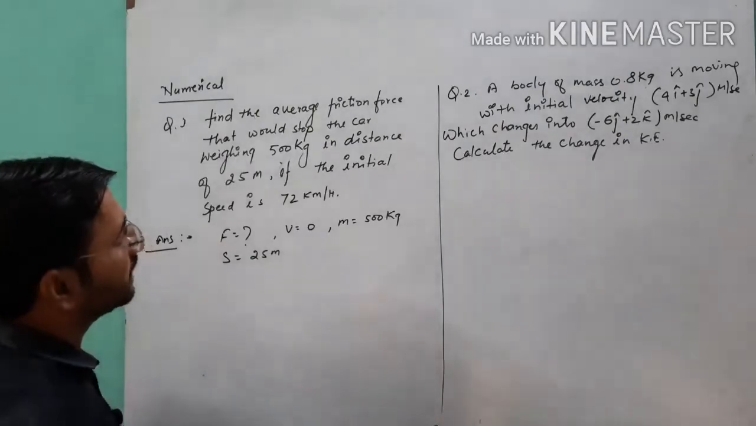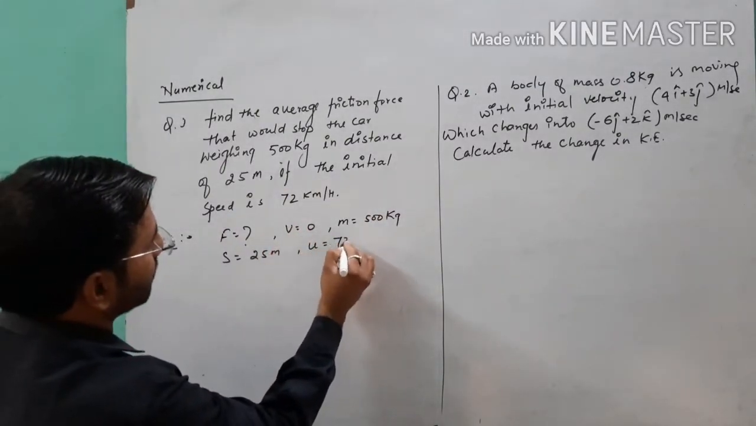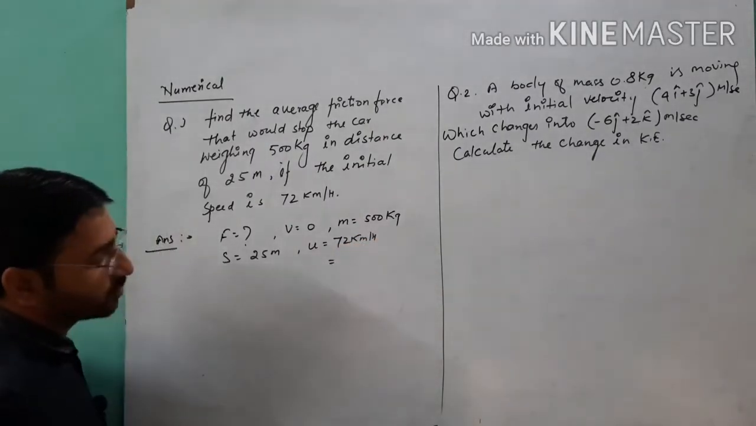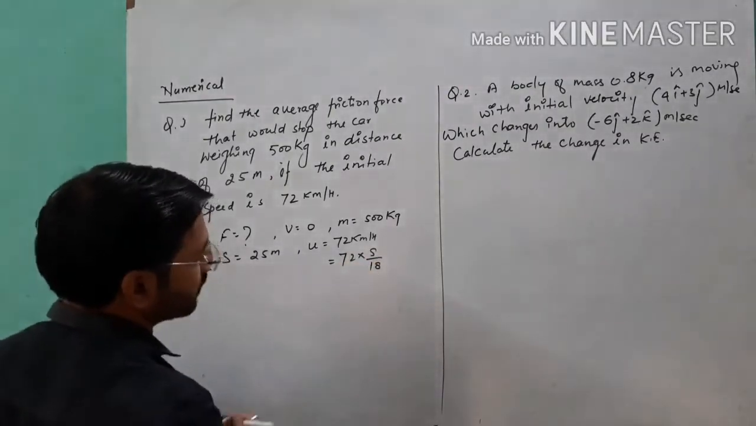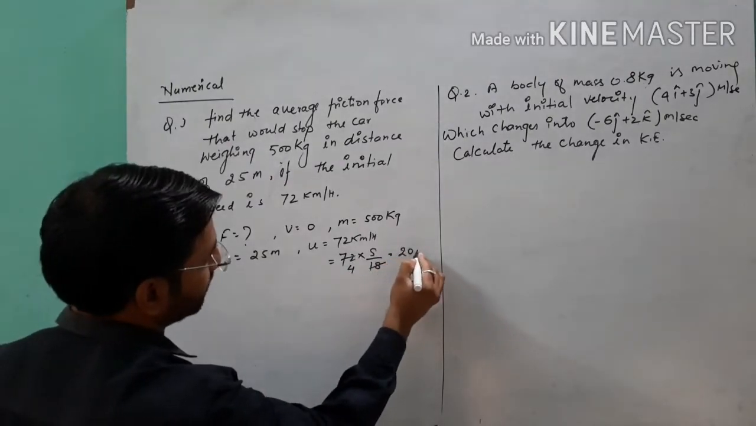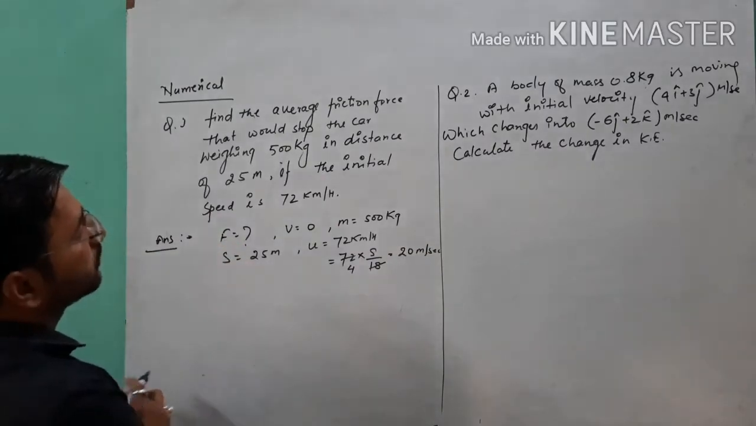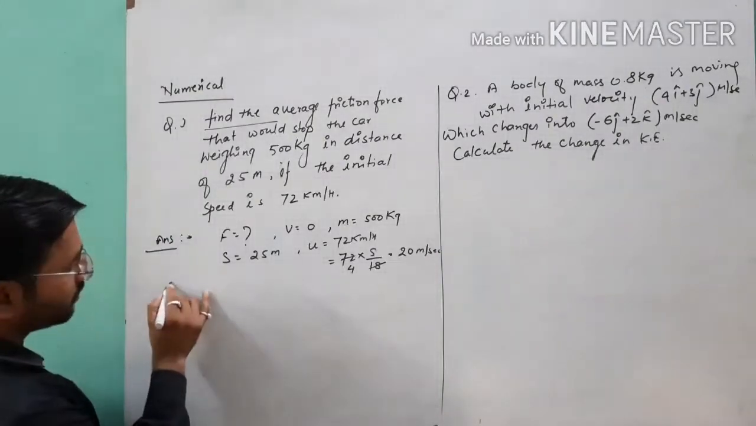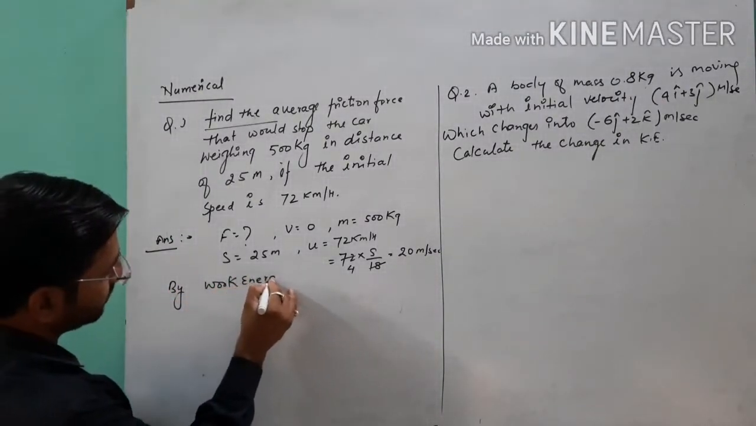It is a displacement. If the initial speed, meaning initial velocity of the car, is 72 km per hour, we will convert this 72 km per hour into meter per second, multiply by 5 by 18, and 18 fours are 72, so it is 20 meter per second. Now what we will do, we will calculate here the average frictional force. So by the work energy theorem formula we can start.